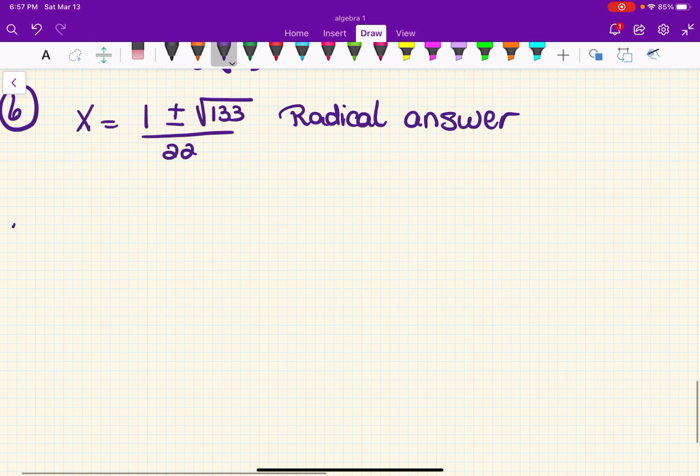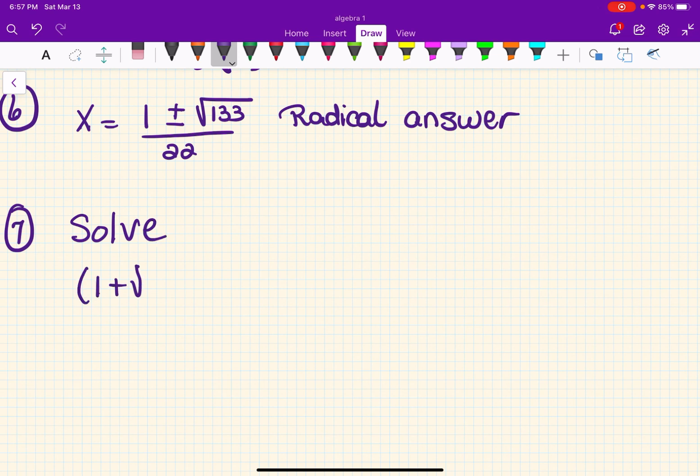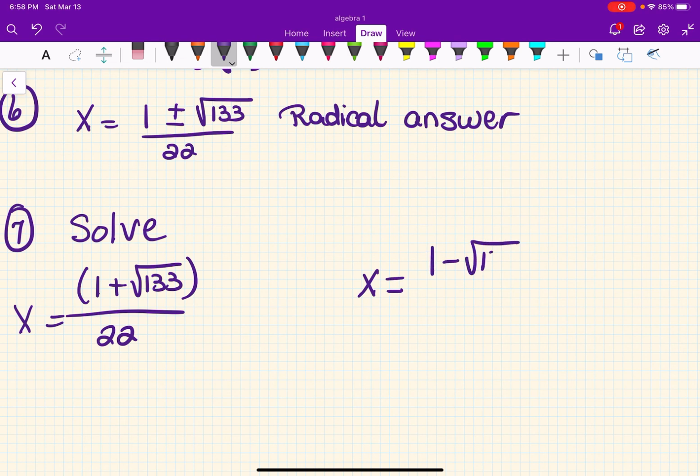So you can put that on the line. And then the next thing is to get your decimal. So we're going to solve. So what we have here is 1 plus root 133 over 22. So that's our first x, and then our second x is going to be 1 minus root 133. Notice the parentheses I'm adding because you need to do the top first before you do the division.